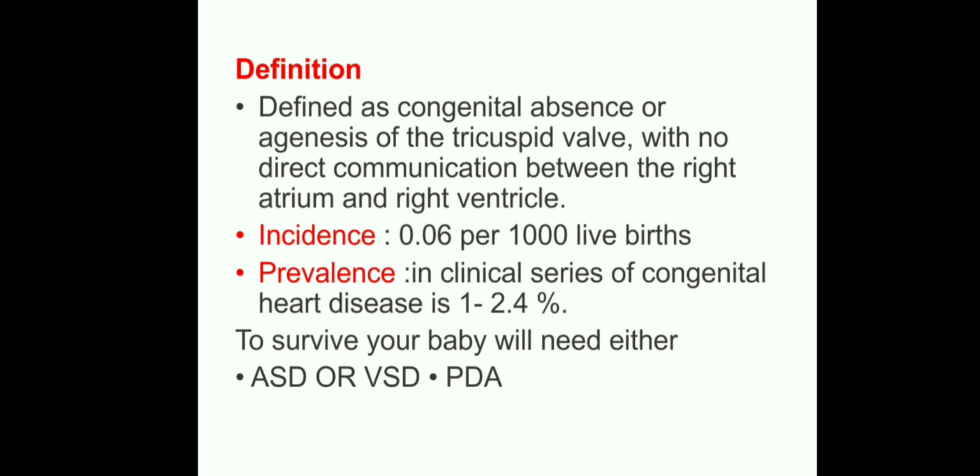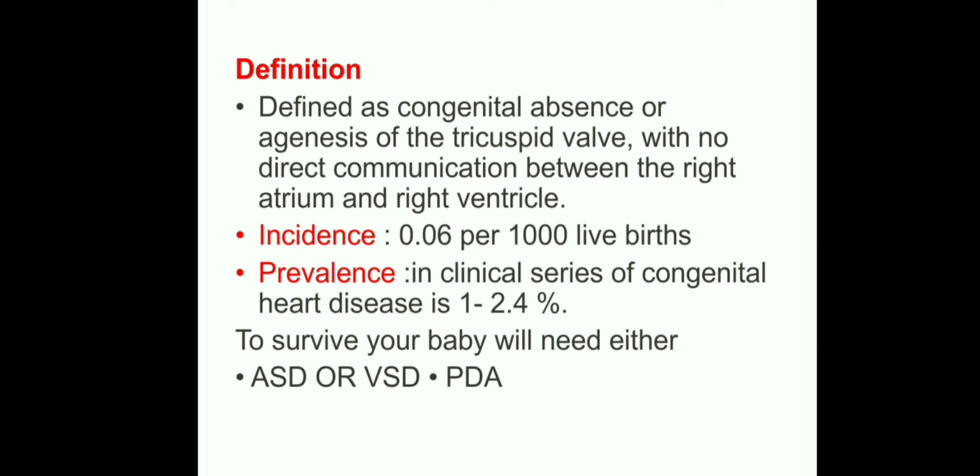Definition: a congenital absence or agenesis of the tricuspid valve with no direct communication between the right atrium and the right ventricle. The communication is not there because of the immature development of the right ventricle. Here the tricuspid valve is absent. So, this is about the definition of tricuspid atresia.